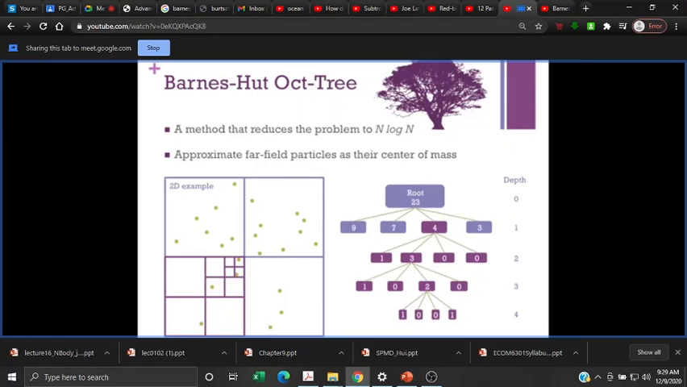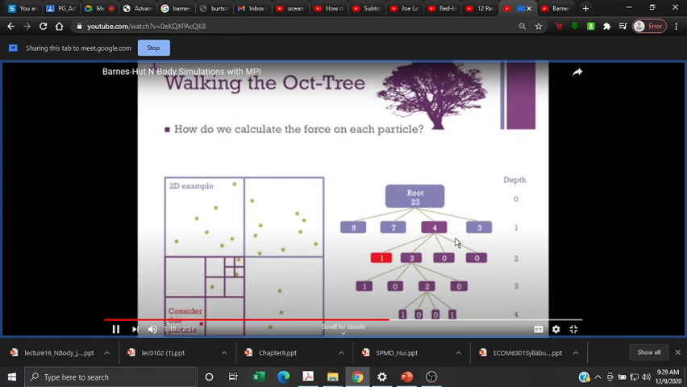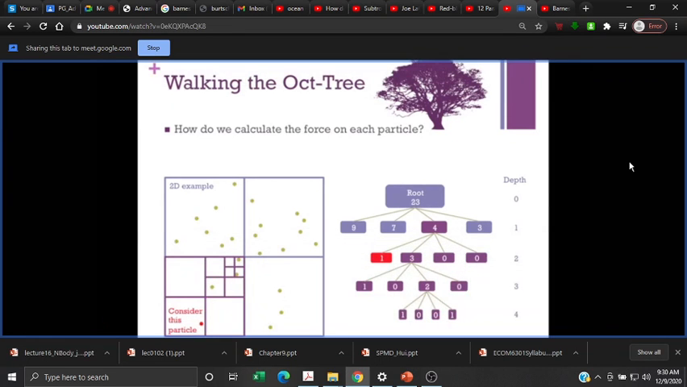But how do this hierarchy and tree representation help us approximate the force calculation? Let's look at the particle highlighted in red here and calculate how much force it feels from the rest of the particle distribution. The way to go about this is to work our way down the tree on the right-hand side. At the first level, 3 of the cells are located far enough from our particle that we can approximate their content by the center of mass.